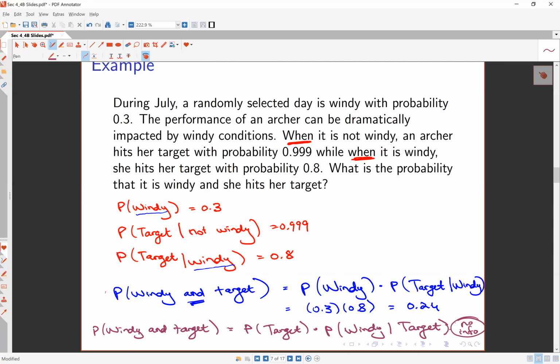But if you set it up one way and find that you don't have the information, then just flip it around and set it up the other way. So if you try setting it up with conditioning in one way, see you don't have that information, try conditioning on something else.